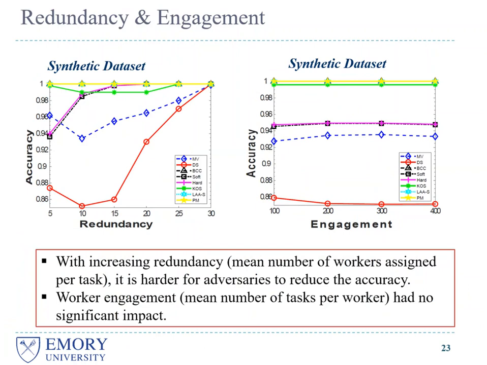Now let's see how redundancy and engagement play a role in robustness of inference methods. We run an experiment on a synthetic dataset and inject 20% malicious answers into the data. As it's shown, with increasing redundancy, it's harder for adversaries to reduce the accuracy. However, worker engagement had no significant impact on the accuracy.